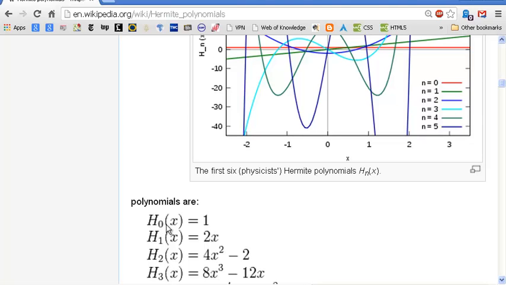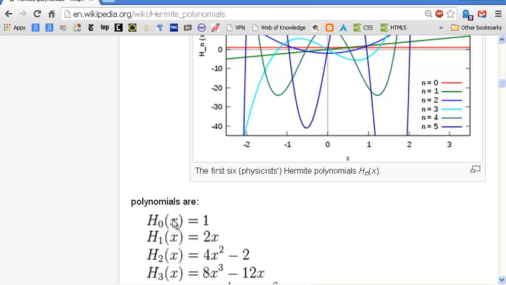n equals 0. Oh, that's a pretty simple function. It's just equal to 1. When n is equal to 1, this is equal to 2x. When n is equal to 2, the Hermite polynomial is 4x squared minus 2. Now, don't be confused. This is not distance x.